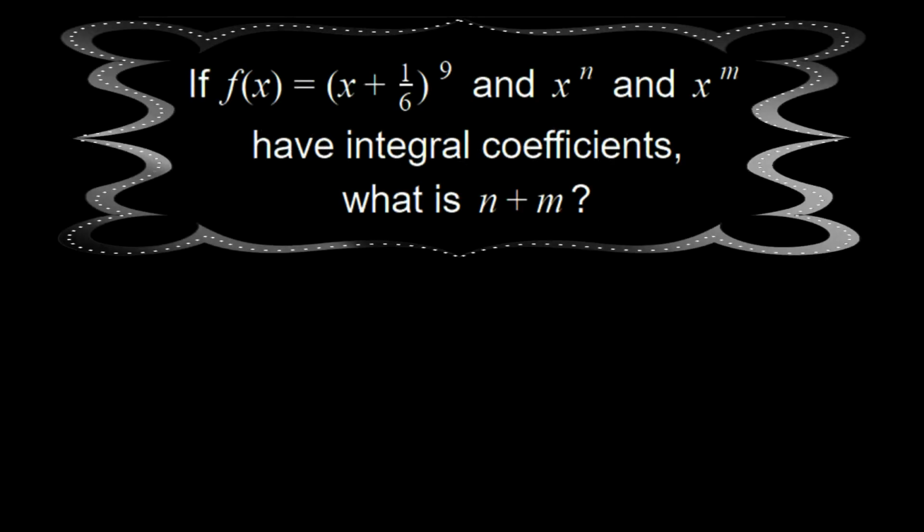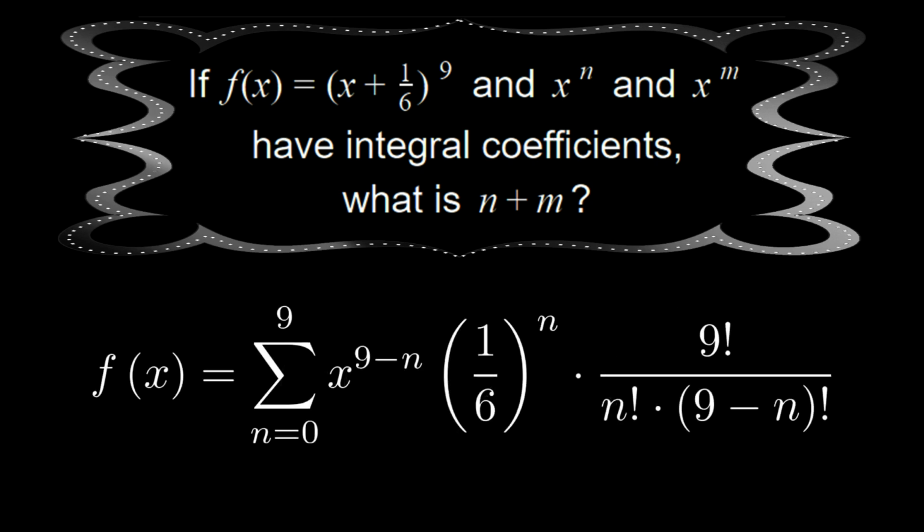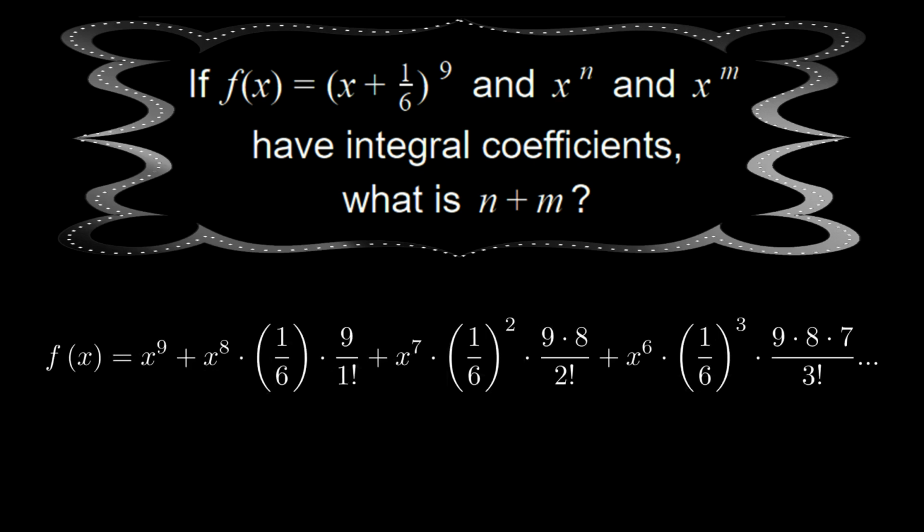For this particular question, we are given x plus 1/6 to the 9th power. Using the binomial theorem, we can expand it. Now, when looking at any question that has a series like this, I like to write out the first few terms to find a pattern. For this particular question, we are looking for integer coefficients. In this case, 9 choose n must be a multiple of 6 to the nth power in order for the coefficient to be integral. We can see that this is true for 9 choose 0 and 6 to the 0th power. Therefore, n equals 9 is one of the solutions.